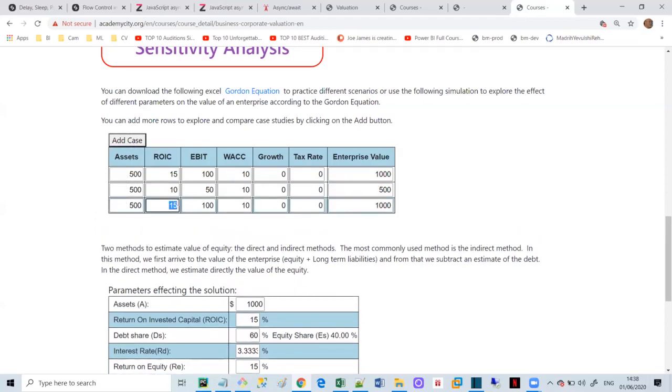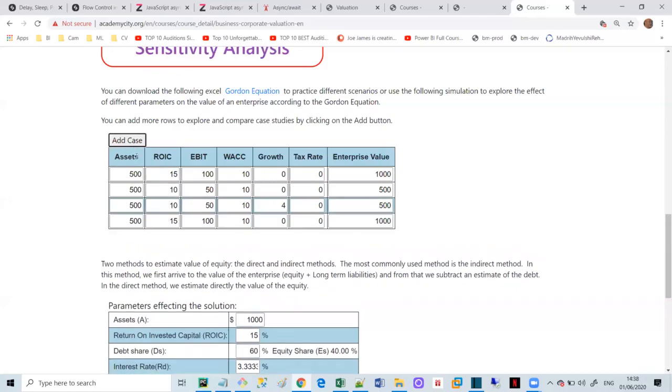What happens if I keep that one at 10 again? I keep that one at 10, and I have 500, 500. Will growth make any difference to value? I claim not. Let's put 4%. Nothing changed. The reason is that ROIC is equal to the WACC. On the other hand, let's add another case. 500, let's put back here 11%. Let's put WACC 11%. We have 550. Why do we have 550?